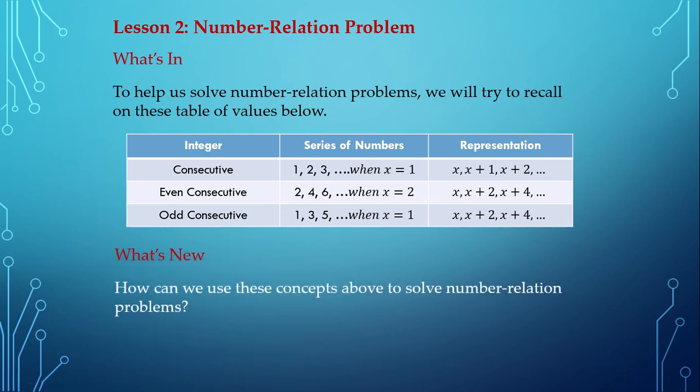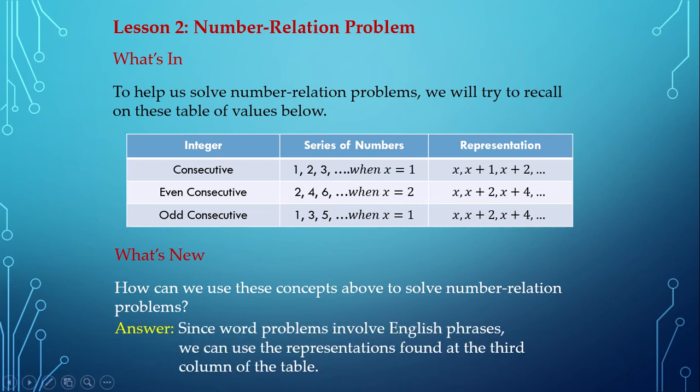So how can we use these concepts above to solve number relation problems? Answer: since word problems involve English phrases, we can use the representations found in the third column of the table. Again, for consecutive numbers, x plus 1, x plus 2. That means x is the first consecutive number, x plus 1 is the second consecutive number, while x plus 2 is the third consecutive number.